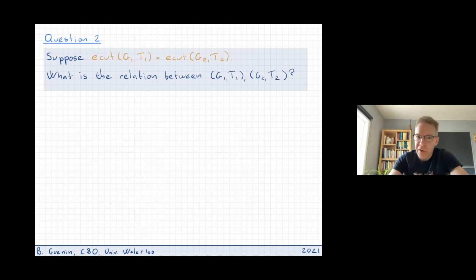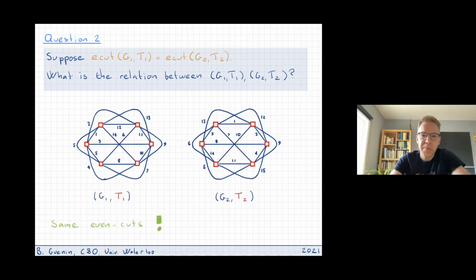Let's look at even cuts. So I take two graphs now, G1 and a set of terminals T1, G2 and a set of terminals T2. And I'm telling you that they have the same even cuts, and I would like to know what is the relationship between those two graphs. So let's look at an example.